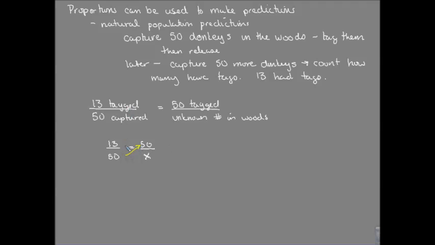So I'm going to do 13 over 50, so that's tagged over captured, versus 50 tagged total out of the whole population. And so we're going to get 13x is equal to 50 times 50. Divide both sides by 13. Now this is not going to obviously divide evenly. That's okay, because I'll tell you what to do with that.